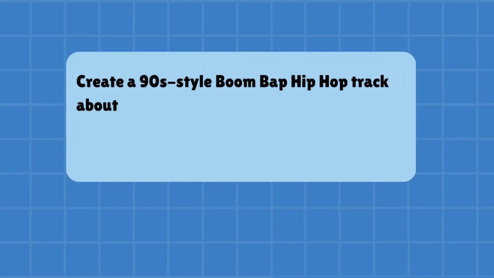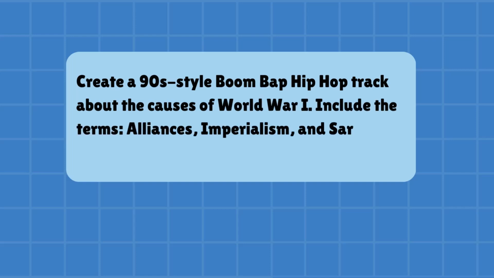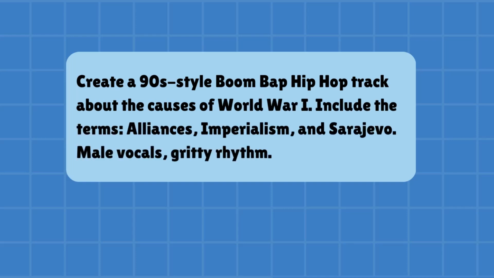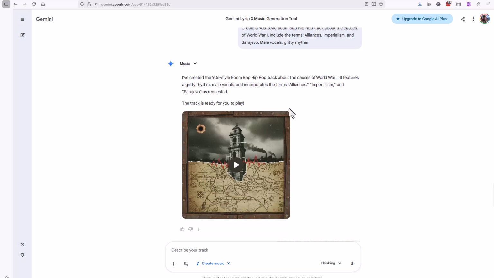I'm going to specify a genre so we can create something that sounds a little bit more real to the students than a standard textbook summary. So the prompt I'm going to use is: create a 90s style boom bap hip-hop track about the causes of World War I. Include the terms alliances, imperialism and Sarajevo. Male vocals, gritty rhythm. Again, make sure Tools is switched to create song and your mode is set to thinking. Let's hear what we get.